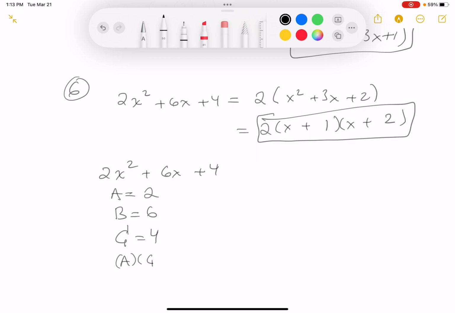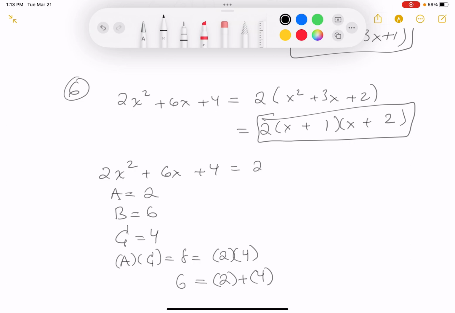It's called the AC rule because of this reason here. What's A times C? It's 8. You need to find two numbers that multiply together to give you 8, but those same two numbers must add together to 6. Well, that seems pretty simple. It's just 2 and 4. And why is that? 2 times 4 is 8, and 2 plus 4 is 6.